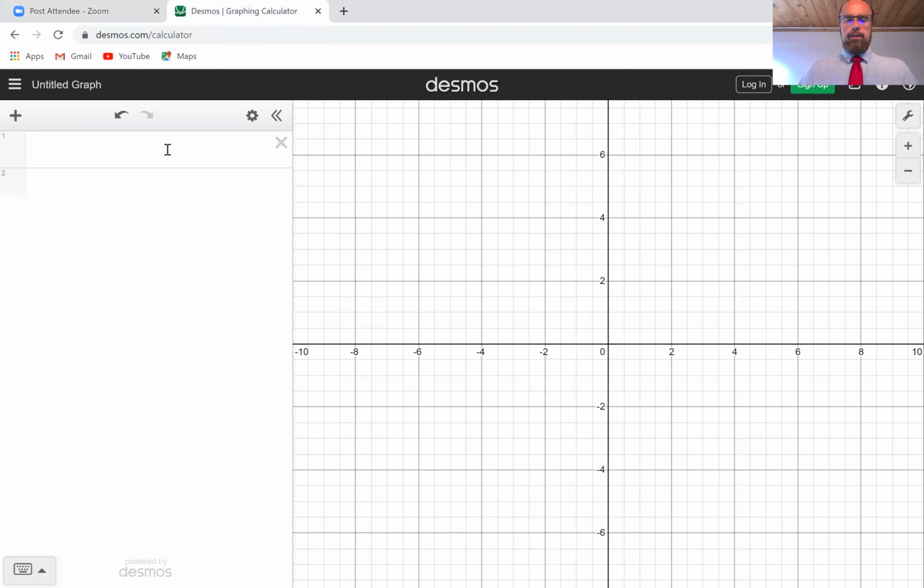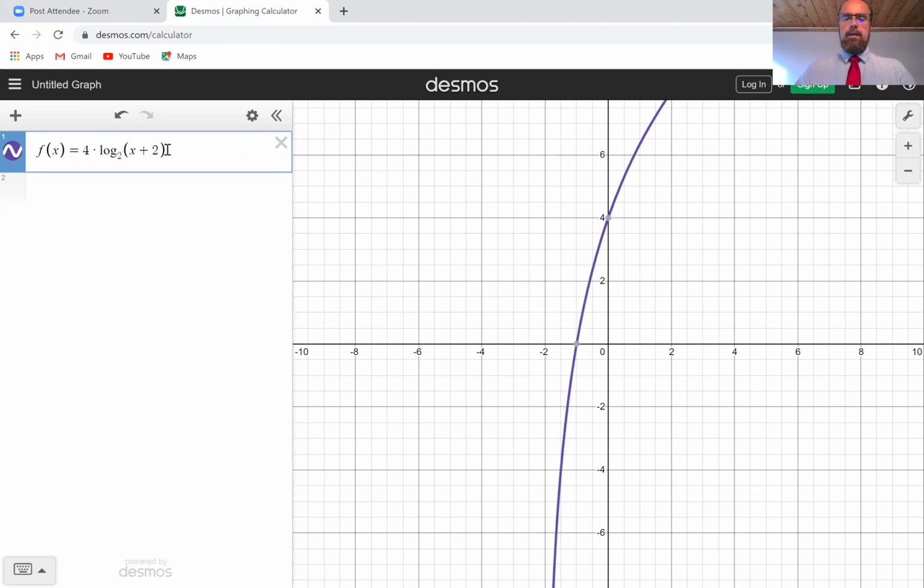Again, it's just a quick check. I'm going to type in the function we wrote. So f of x equals 4 times log base 2 of x plus 2, and then on the outside minus 2. And that looks virtually identical to the graph we're seeing on our note screen. So I'm going to head back to the note screen. Again, Desmos is useful as a check for that.